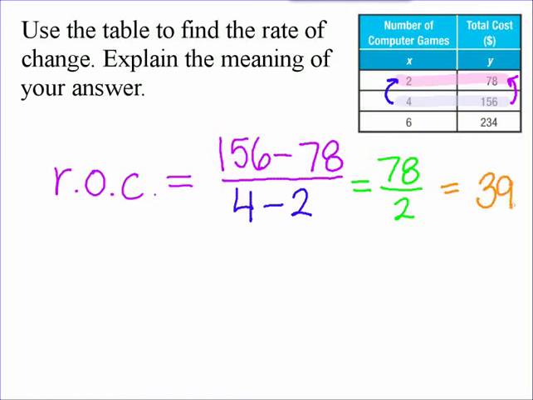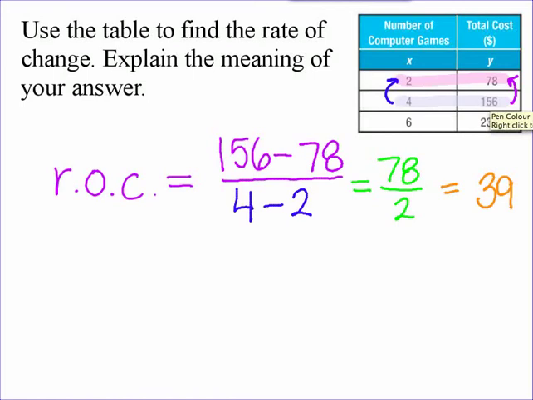So now they want you to put that into context a little bit. Well, let's think about it: 156 and 78 were dollars, total cost, right? The total number of games was x. What do you think this 39 represents? So think about it real quick. I'm going to give you about 10 seconds. What do you think this 39 represents? I've got about 5 more. What does the 39 represent then?